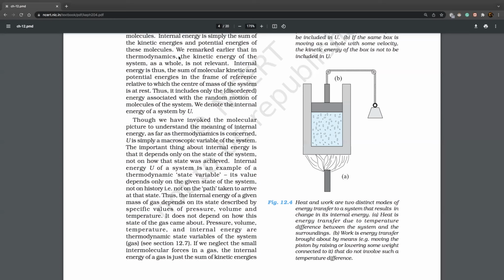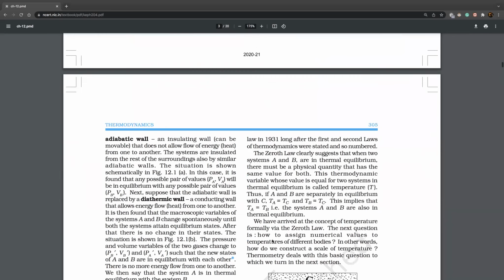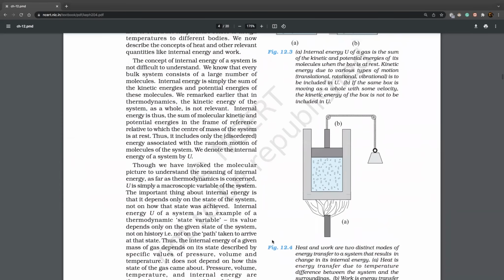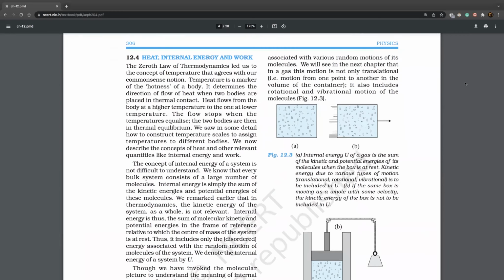If we neglect the small intermolecular forces in a gas, the internal energy of a gas is just a sum of the kinetic energies of its molecules. Like I said, we will be neglecting the potential energy formed due to the attraction between the molecules of a gas, because we will be dealing with an ideal gas. So like I had said, the internal energy is just the sum of the kinetic energies of the molecules of a gas.